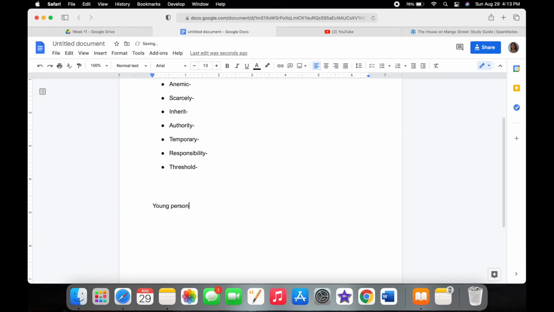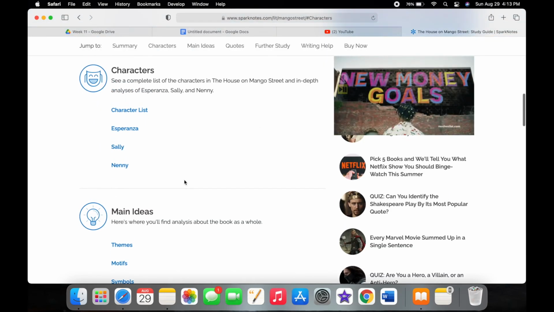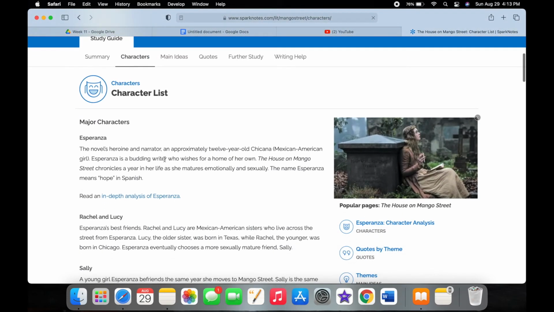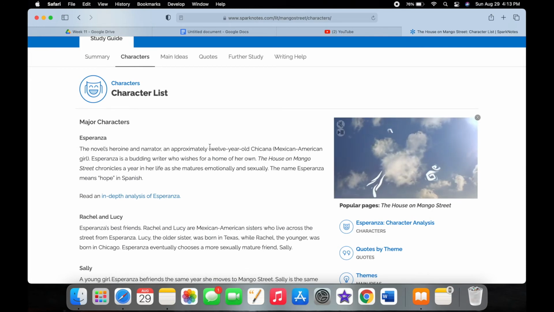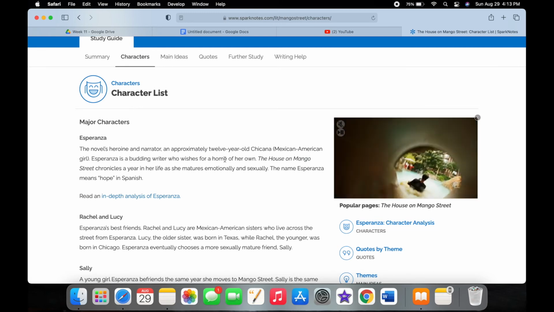Okay. Now I'm going to take a look at SparkNotes to really certify that this story is about a young person. So, character list. The main character is Esperanza, the novel's heroine and narrator, approximately 12 years old Chicana, budding writer who wishes to have a home of her own.